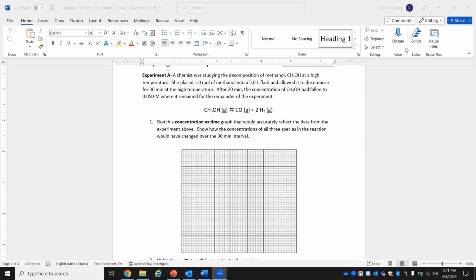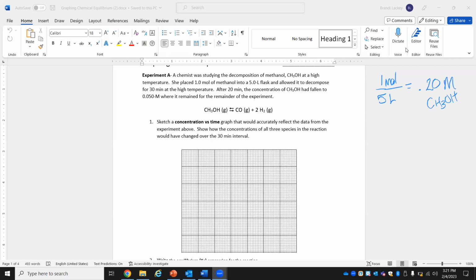So she placed 1 mole in a 5-liter flask. It wants us to graph concentration, so we need to figure out what that concentration is. So 1 mole over 5 liters is 0.2, and I'm going to go to 2 sig figs based off of that. So that's 0.2 molar methanol. That is our starting point.